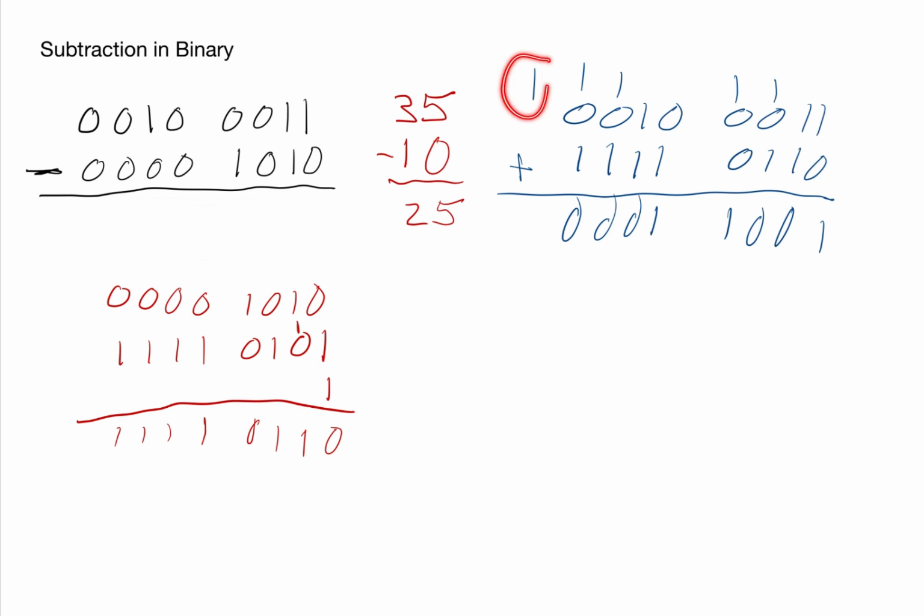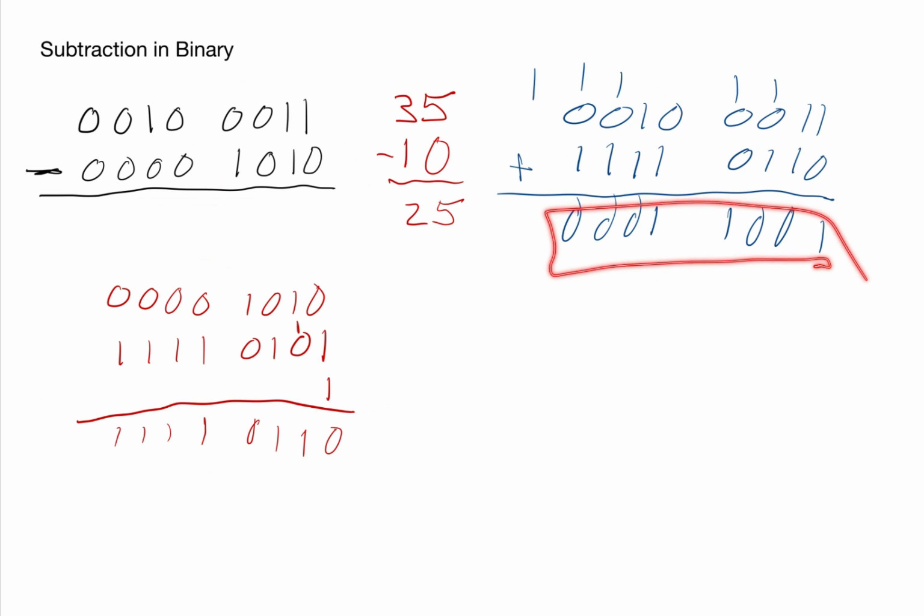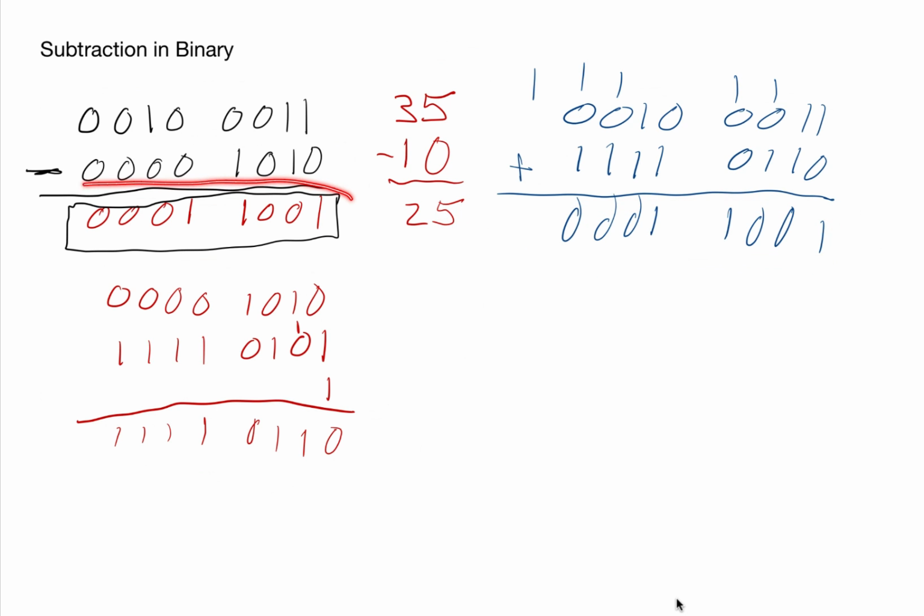Now, if you notice, there is a carry left over, but once again, if we're using 8-bit numbers, there's no spot for it, so it just falls off. And we're left with this number right here. And doing a quick check, we can convert this number to decimal, and sure enough, it's equal to 25. So this is our final answer.